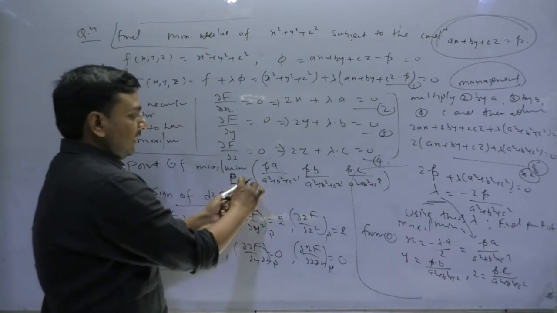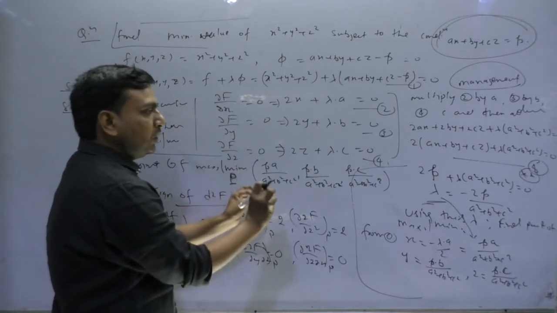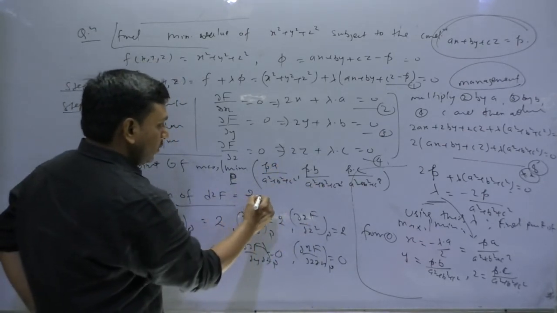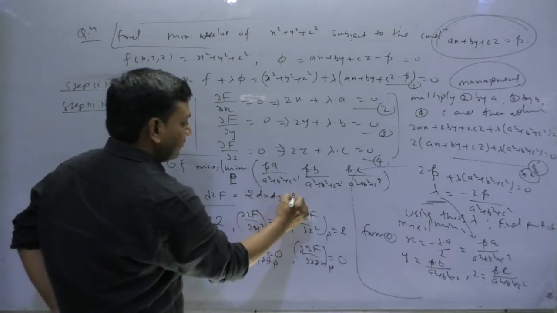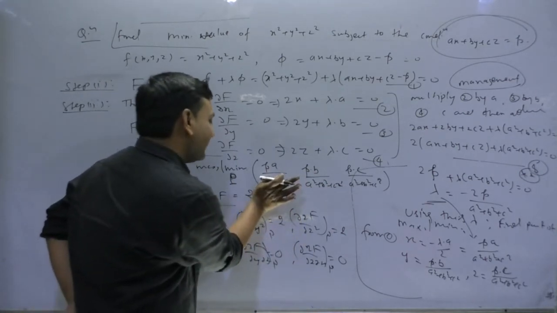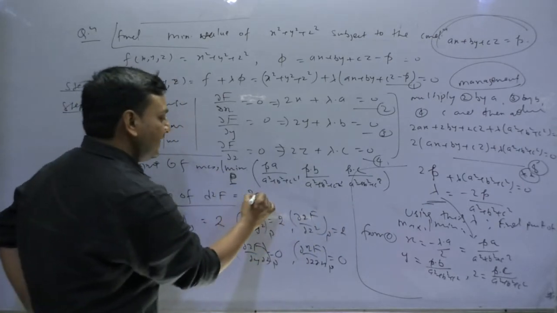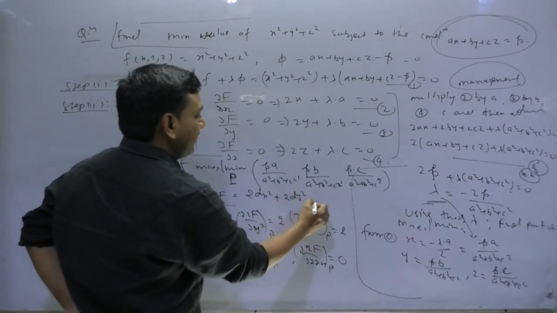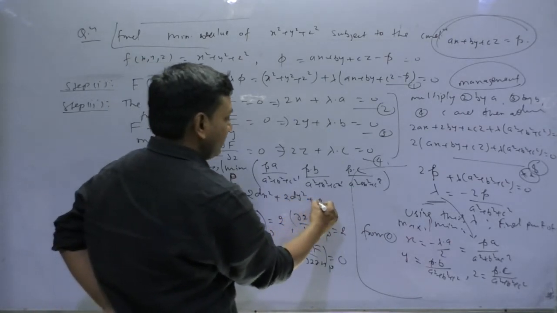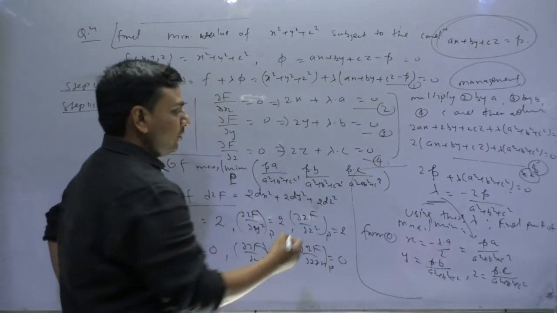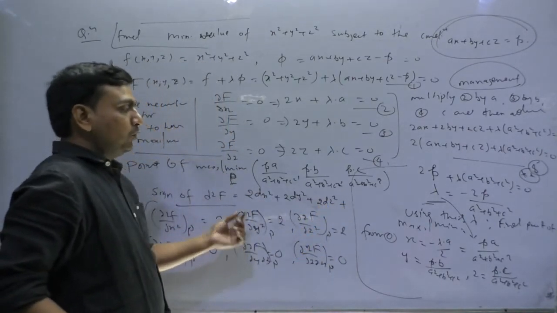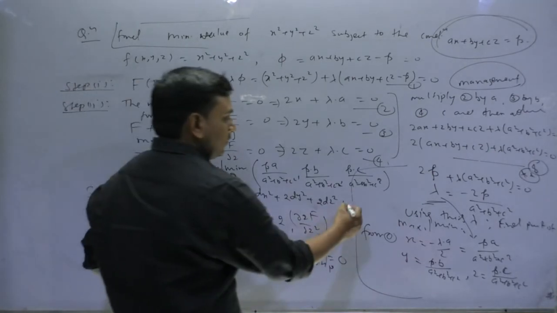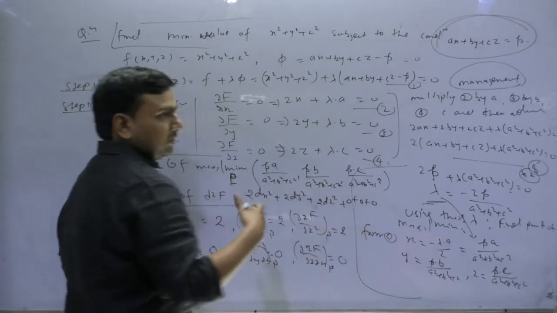What was it? Derivative 2f over derivative x square into dx square, plus derivative 2f over derivative y square into dy square, plus derivative 2f over derivative z square into dz square, plus 2 into derivative 2f over derivative x derivative y into dx dy. But this comes out to be 0. So this 0 plus this 0, the next three terms are 0.